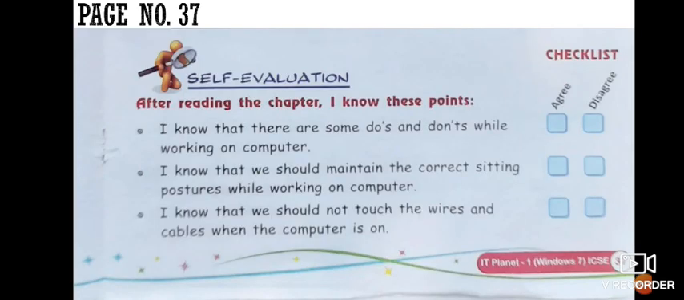Okay. Now children, we are done with this chapter and your homework is to read the chapter one more time and do this agree and disagree by reading each and every point. It is very easy to do. So complete it by yourself.